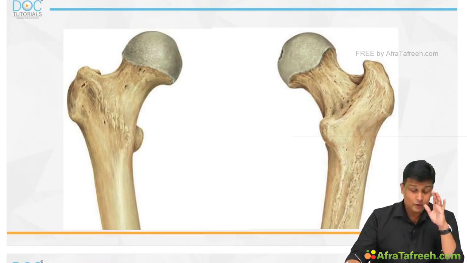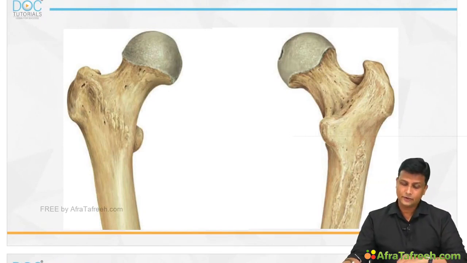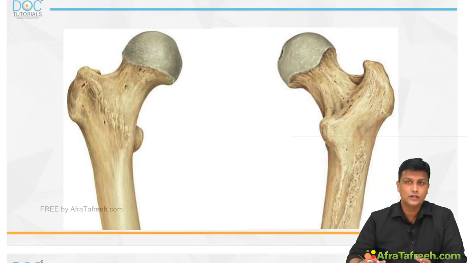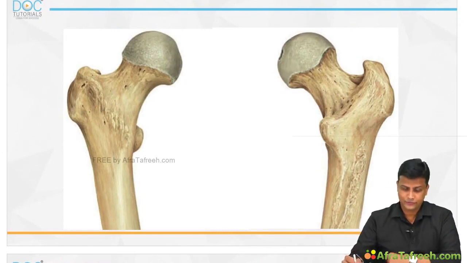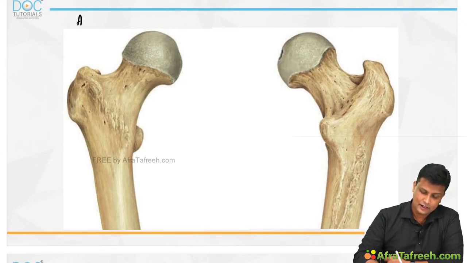So we have got to learn this. They have given the attachments onto the femur n number of times. Now the moment the diagram is given in your exam, the first thing that you have to understand is which view it is. Is it the anterior view or the posterior view? If you look at this diagram, first of all, this is the anterior view of the femur.